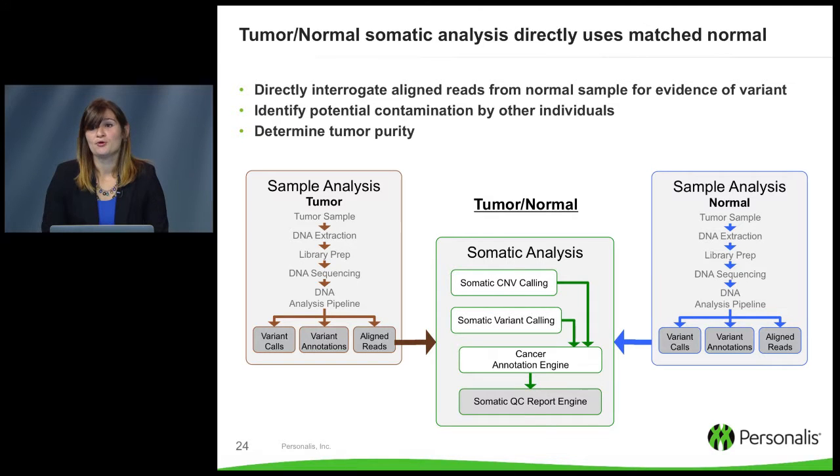Now, for our tumor-normal somatic analysis, we perform sequencing, alignment, and variant calling on the tumor and the normal separately. Then, instead of doing a simple subtraction of normal variants from the tumor, we use aligned reads from the tumor and the normal sample together in our analysis pipeline to more accurately call somatic variants. And with the added information of the matched normal, we're also able to identify possible contamination of the sample and estimate tumor purity more accurately.